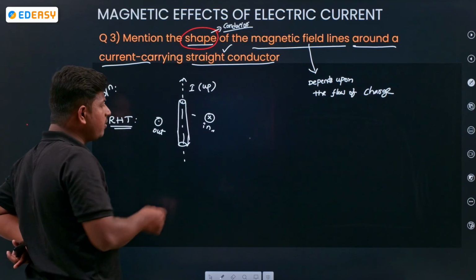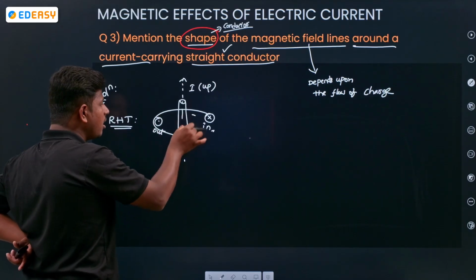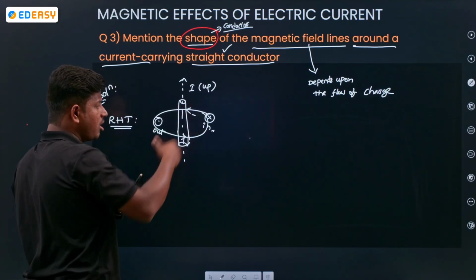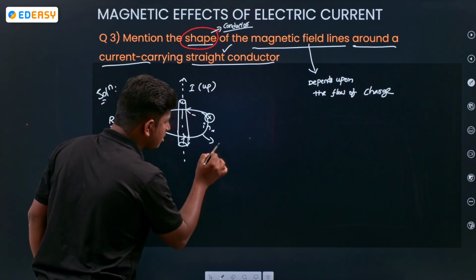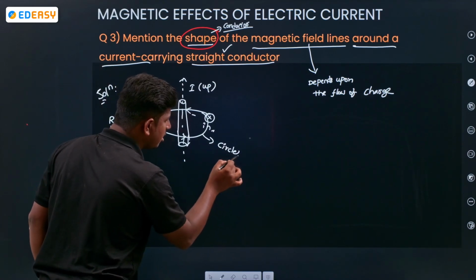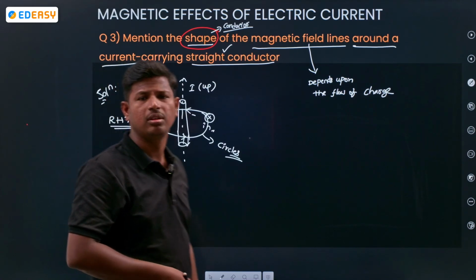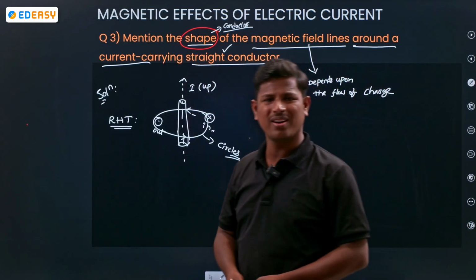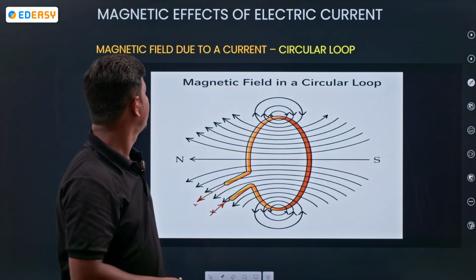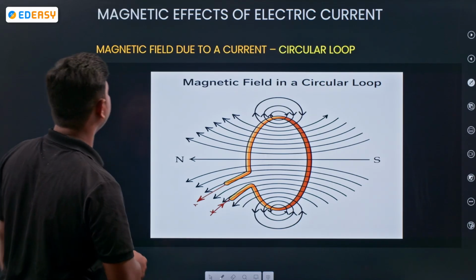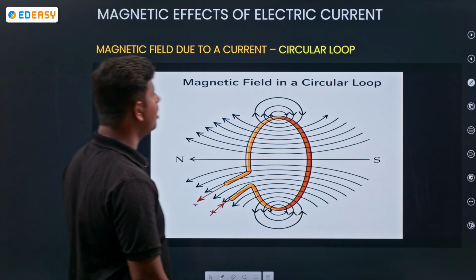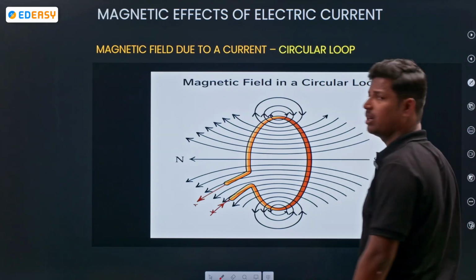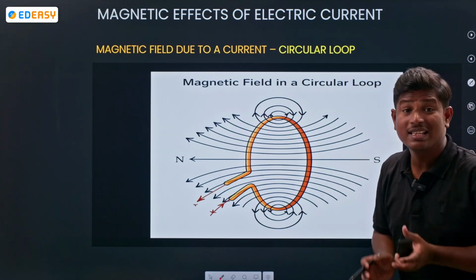How does the magnetic field form? It forms concentric circles. That's it, simple. Next, look at here: the magnetic field due to a current carrying circular loop.